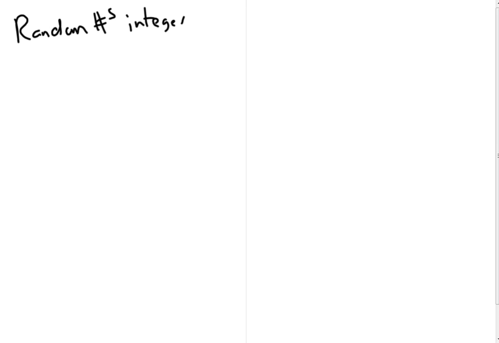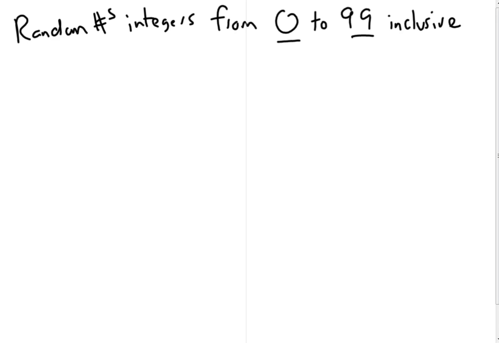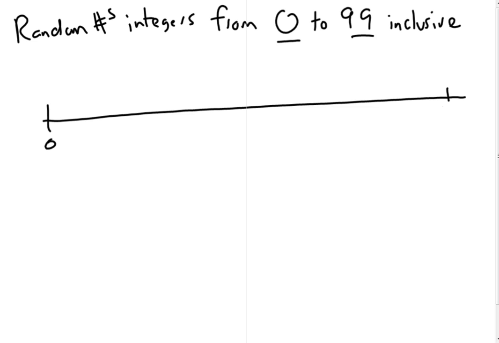Now, let's finally get around to talking about random numbers in this random number lecture, shall we? Let's say that what we want are random integers from 0 to 99, including 0 and including 99. So we want some way of picking a random number. Could pick 42, could pick 52, could pick 17 or 11 or 98 or 58. Anything, any number, as long as it's an integer inside that range.